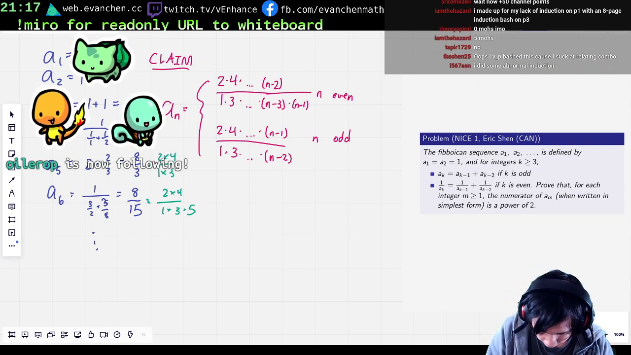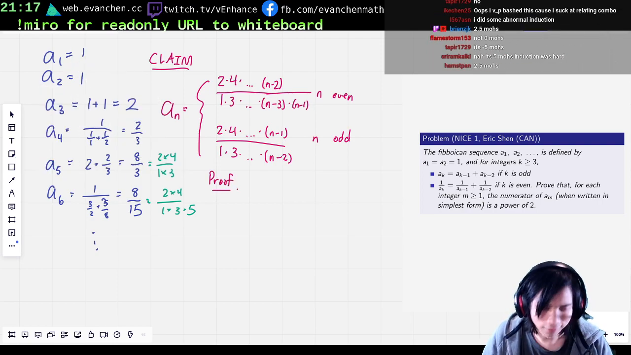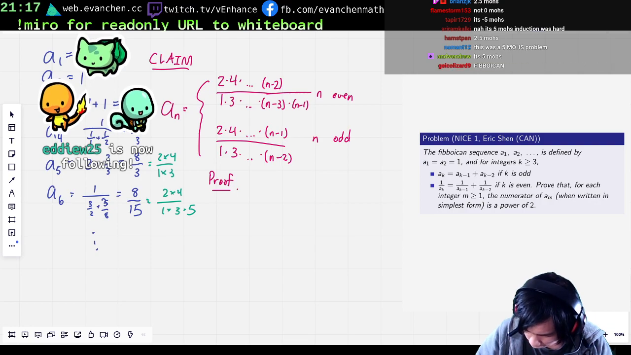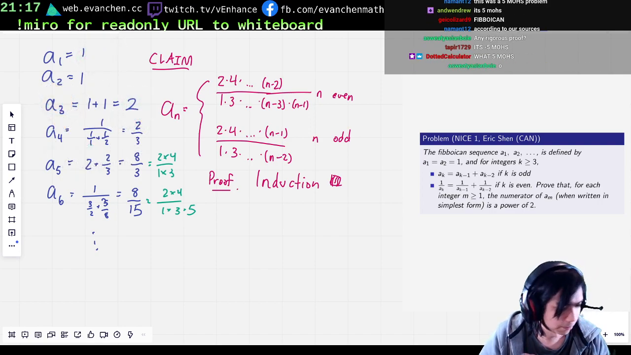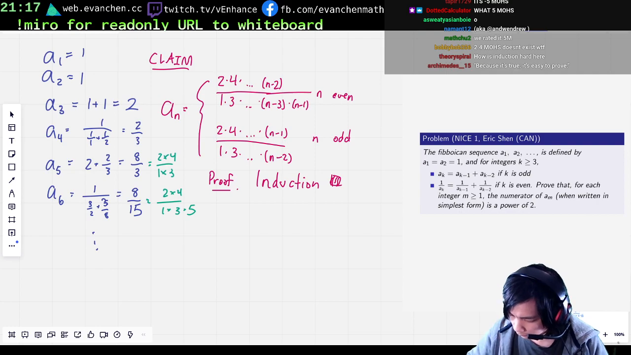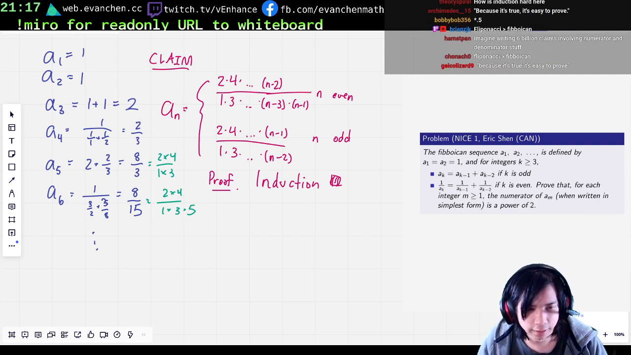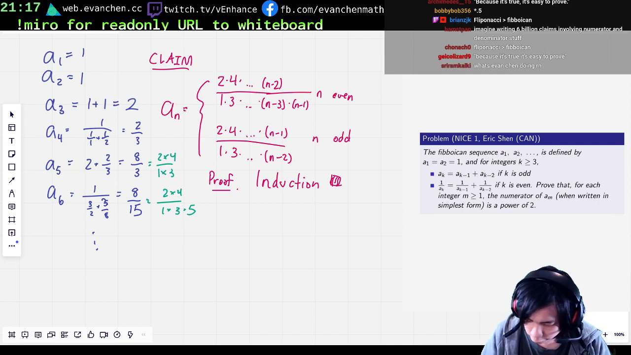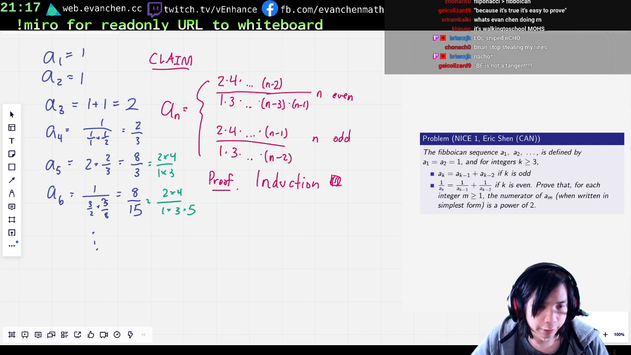Okay, cool. And this is true. So because it's true, it's easy to prove. Induction. You plug it in, throw induction at it, and it has to work because that's what it is. Okay, great. So now we know what the sequence is, and the question is focused on the numerator of the a_n. It wants the numerator to be a power of 2.